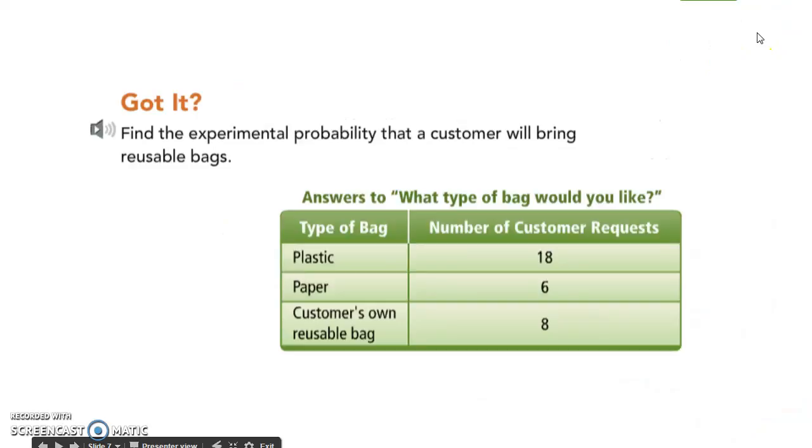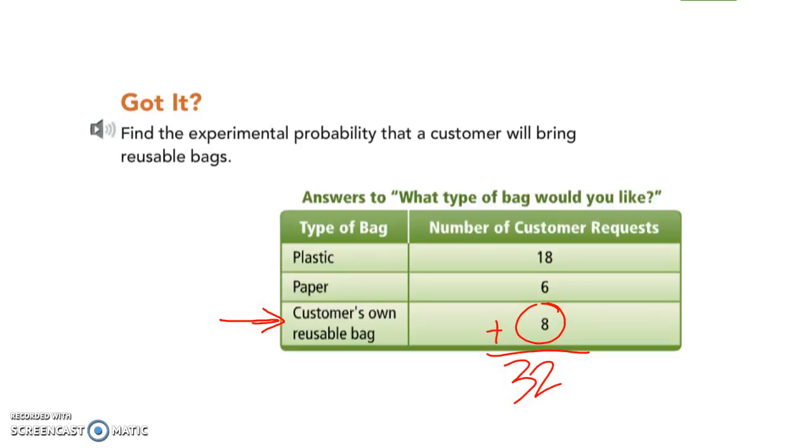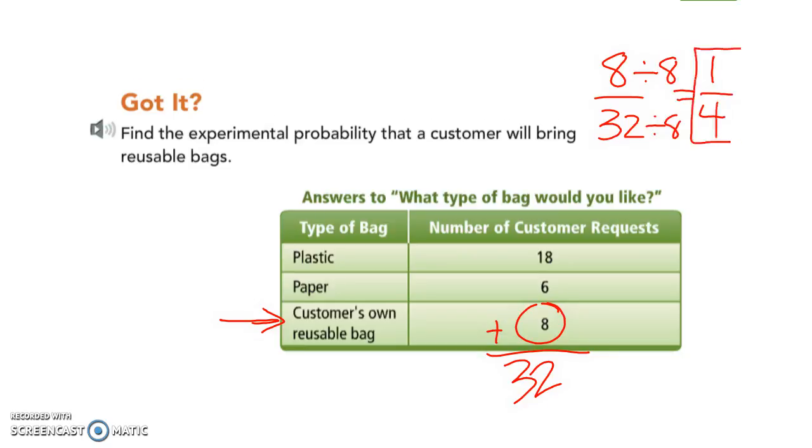Last example. This should be example 4 in your notes. Find the experimental probability that a customer will bring reusable bags. So again, looking at the table this time, reusable bags is right here. We have 8 customers out of, we said the total was 32. 8 out of 32 use reusable bags. I can simplify that by dividing it by 8. And that would be 1/4 as a fraction.